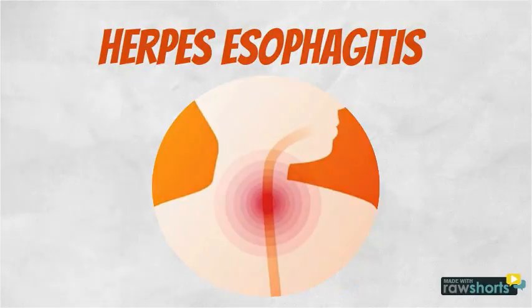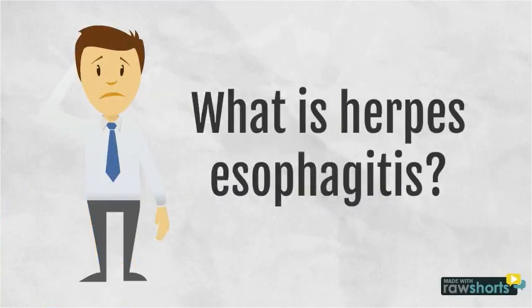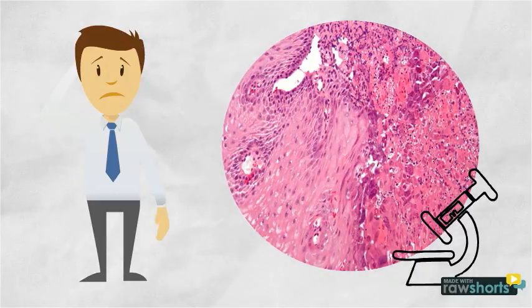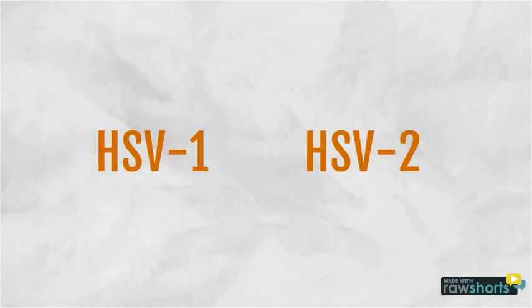Herpes esophagitis. What is herpes esophagitis? Herpes esophagitis is an inflammation of the esophagus caused by an infection with herpes simplex virus, or HSV. There are two types of HSV, HSV1 and HSV2.